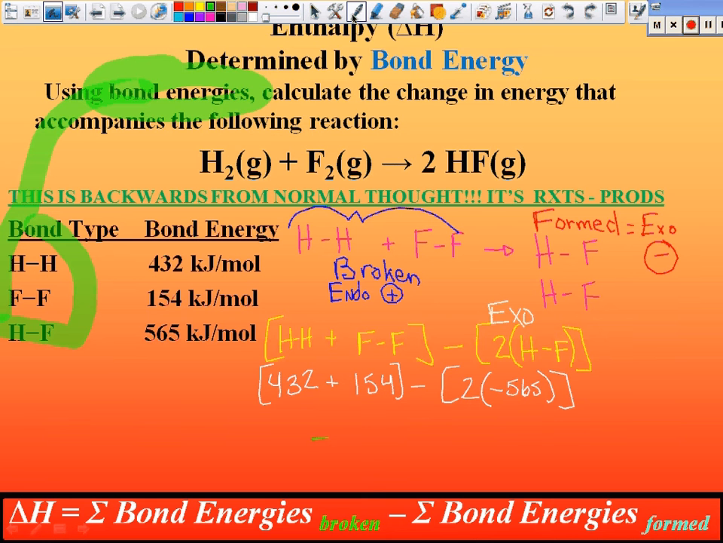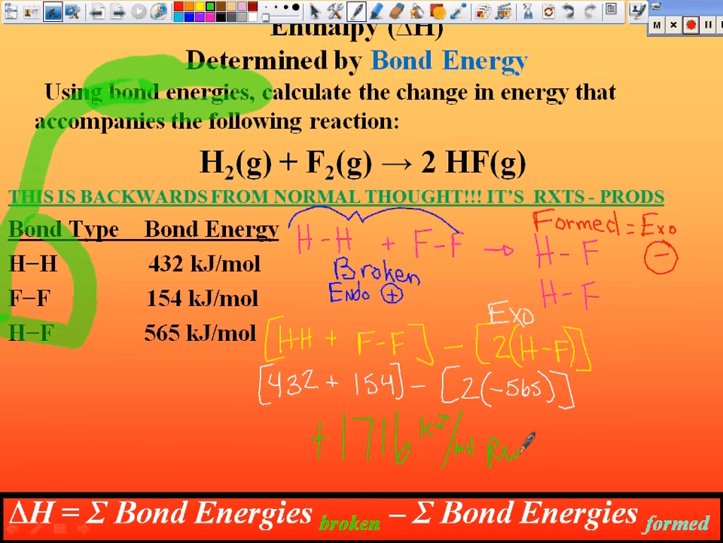17 what? Positive or negative? Positive. So, positive 1716 kilojoules per mole of reaction. So is this an endothermic reaction or exothermic? It's endo. Is it spontaneous or non-spontaneous? Non-spontaneous.